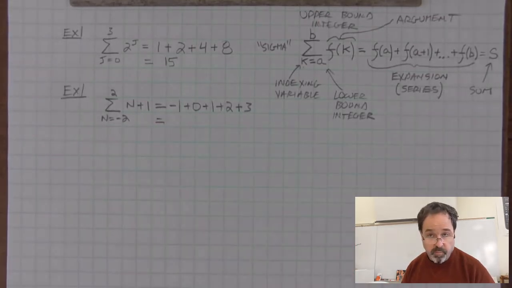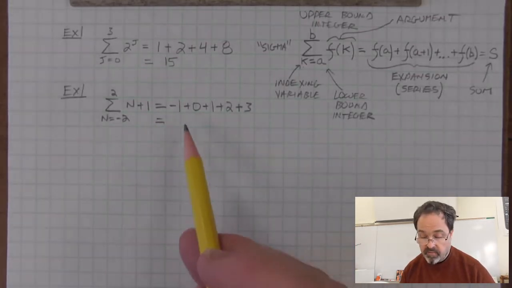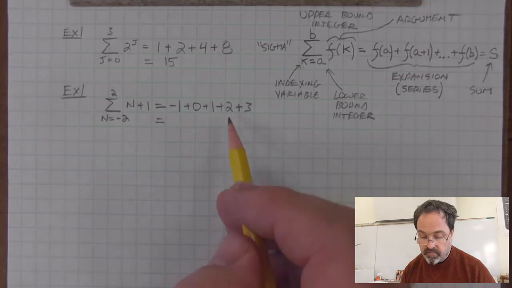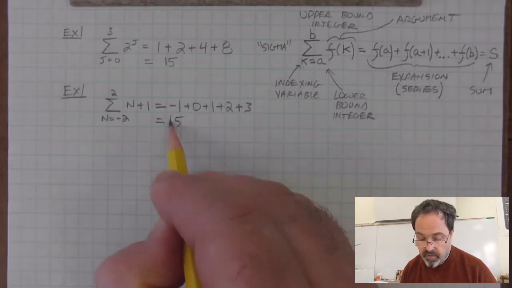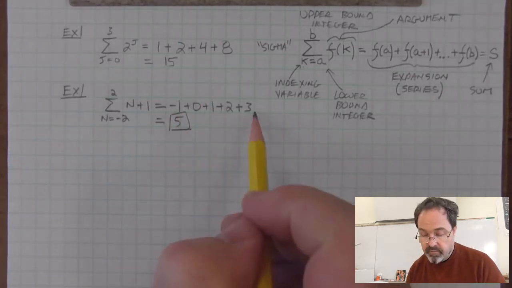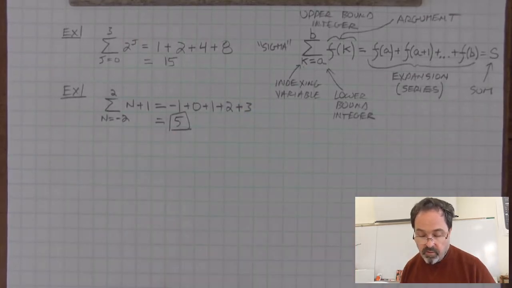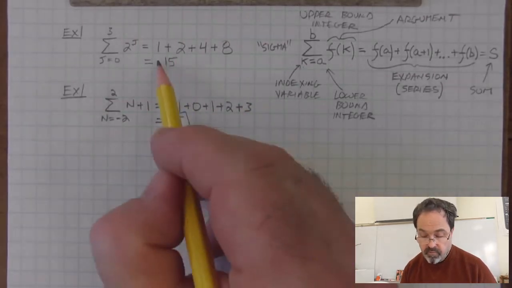This is the series or expansion. I can add it together quite simply. The -1 and 1 cancel out, leaving 2 plus 3, which is 5. So the sum of this series, the expansion of the sigma, is 5.